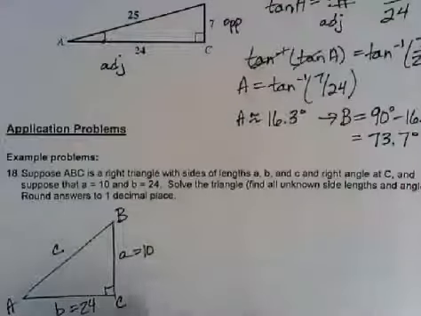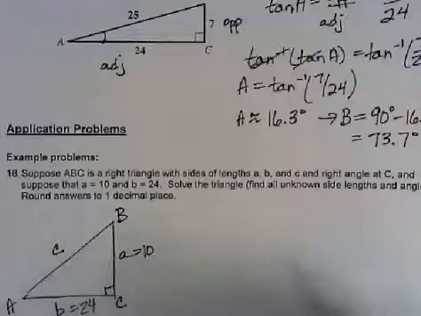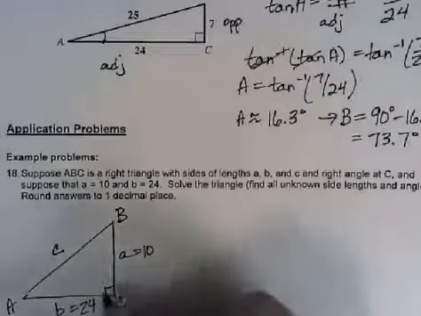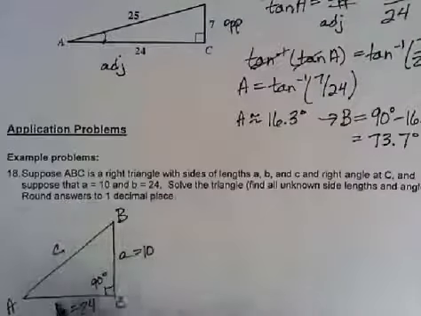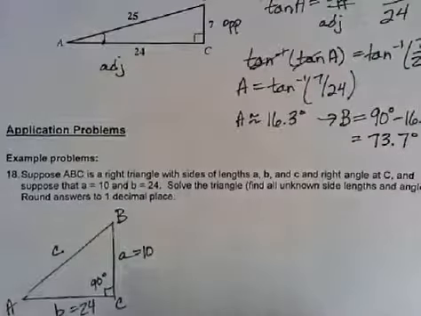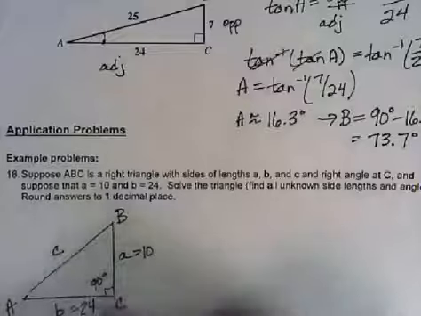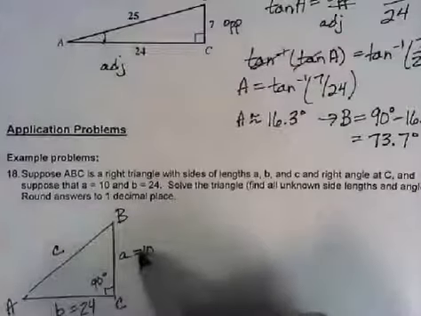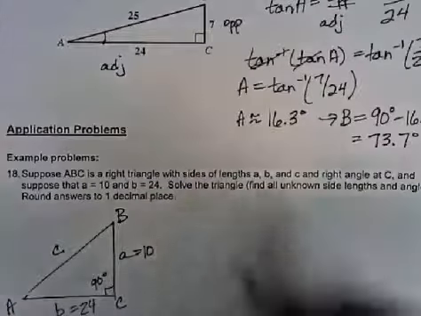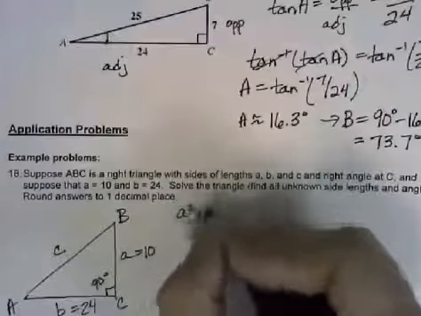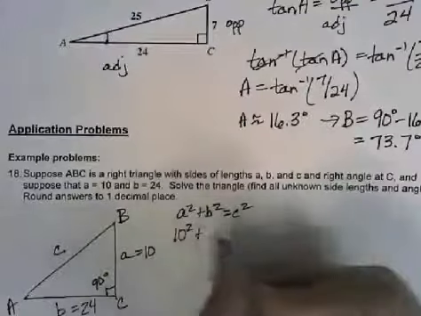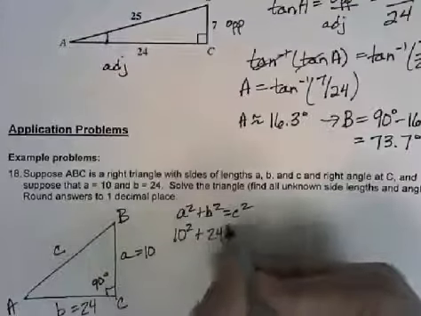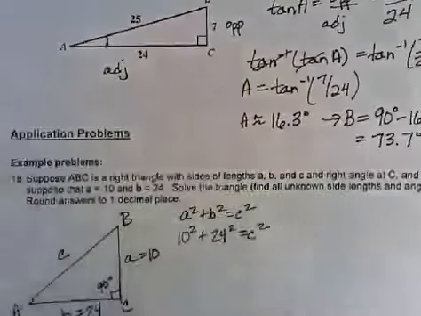And I want to solve the triangle, which means I want to find all of the unknown side lengths and all of the angles. I do already know that this angle is 90 degrees. So I have one side to find and two angles. To find side C, I could just use the Pythagorean Theorem, since I have two sides of the triangle. That would give me 10 squared plus 24 squared equals C squared.